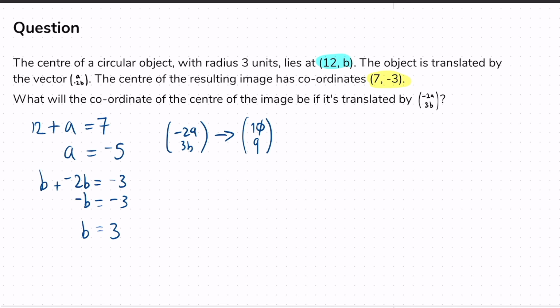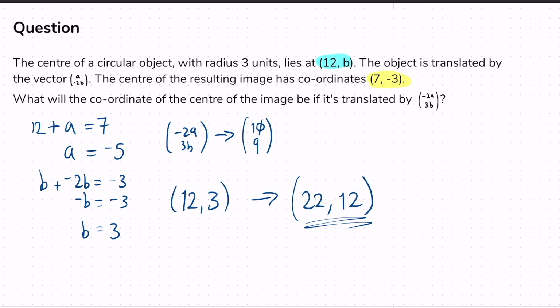So our initial coordinate, so changing this here, we get 12, 3, and we're translating the image by this here. So 12 plus 10 becomes 22. 3 plus 9 becomes 12. So the coordinate of the center, 22, 12.